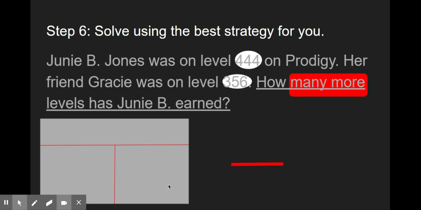And now we need to solve the problem using the best strategy we know how. So I'm going to stay with the same strategy that I used before with part-whole math. I do have the total, 444. So I'm going to put that at the top. And then I do have one part, which is 356. So I'm going to put that on my mat too. What I don't know is the difference between 444 and 356. So I'm going to put a question mark there. So I know I'm going to use 444 minus 356 to solve my problem.